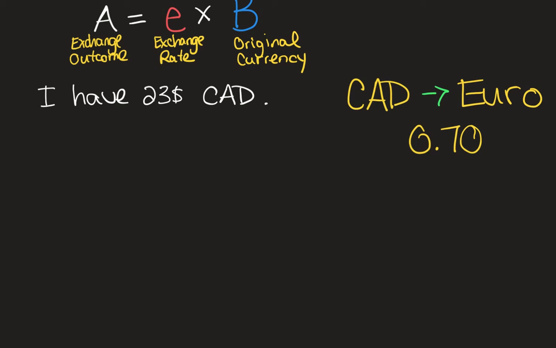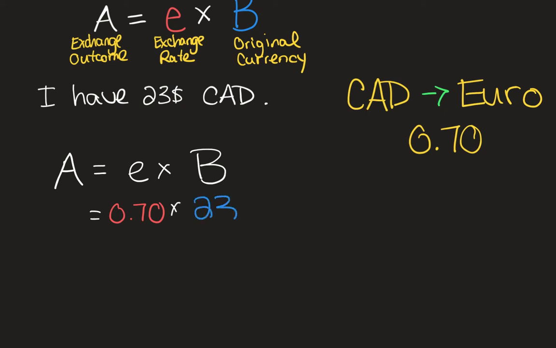So, just like the previous example, are we going to get less back or more back? Have a thought about that while I write out our formula here of our outcome with our exchange rate times what we already have. Okay, so our exchange rate is 0.70, and we are multiplying that by our $23 Canadian, right? So again, what do you think? Are we going to get more euro than Canadian?